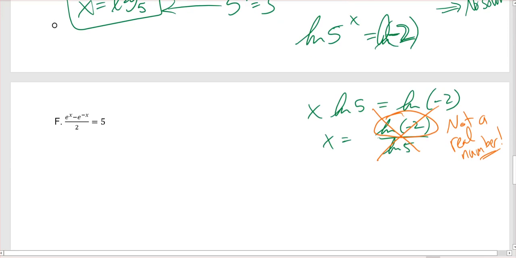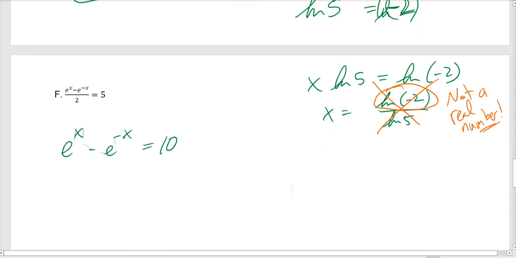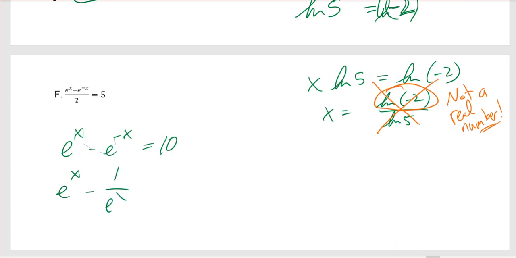Yeah, this one looks sort of uglier than the rest, and we want to fall back on strategies that are already solid in our minds. Whenever we have fractions, we want to get rid of the fractions, right? So if we multiply both sides by 2, we would get this. And now we want to get rid of the fraction that doesn't really look like a fraction, right? So e to the x minus, this is 1 over e to the x, isn't it?